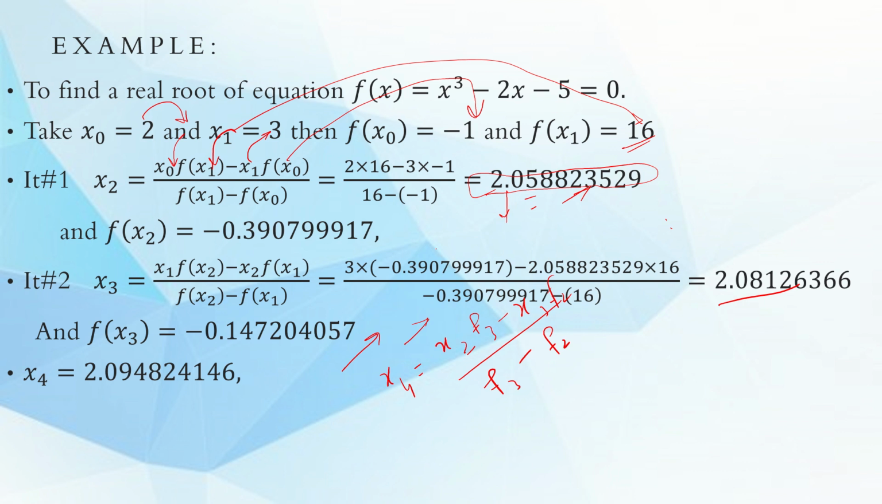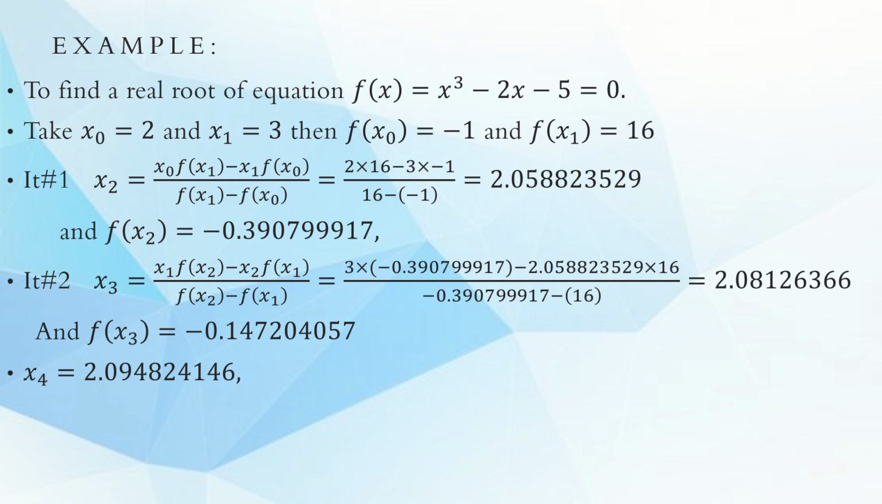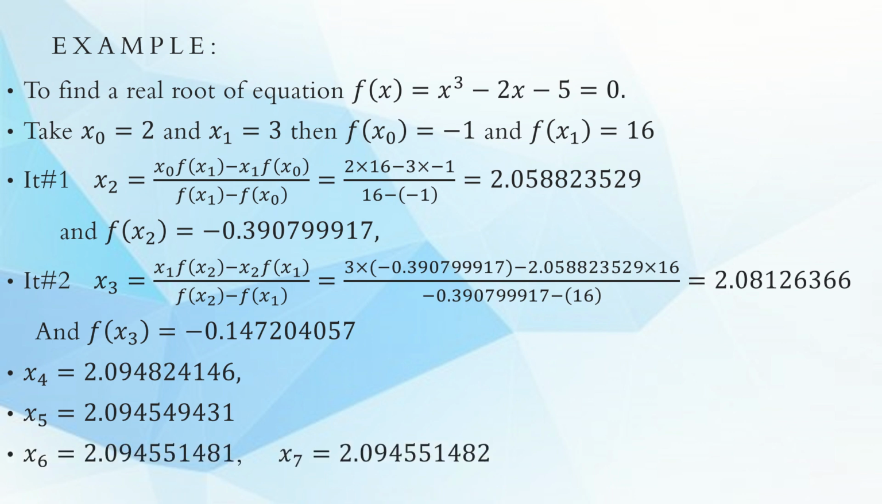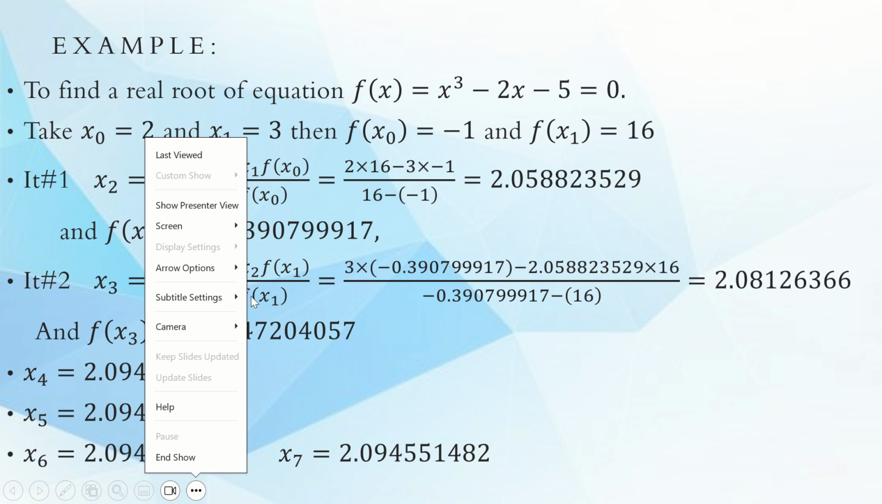The next value will be 2.0948 and so on, which is correct up to maybe 1 decimal place at the moment. So the next value is 2.0945. X6 and X7 are repeated. X6 is 2.094551481, whereas X7 is almost the same, that is 2.094551482. Now, I'm explaining how we get these values by using a calculator directly. So let me open the calculator for you first.